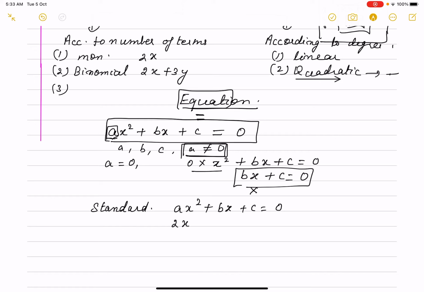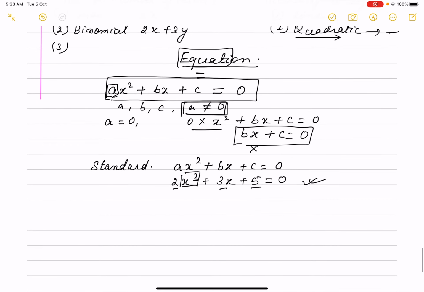Suppose I write 2x square plus 3x plus 5 equals 0. This is called quadratic equation. We have degree 2 and we have an equal sign also, and the power is positive. a, b, c are real numbers. So suppose you have to find out whether this is a quadratic equation or not.